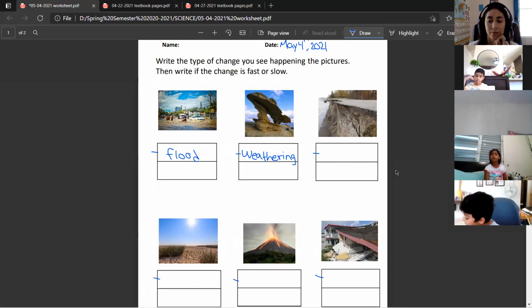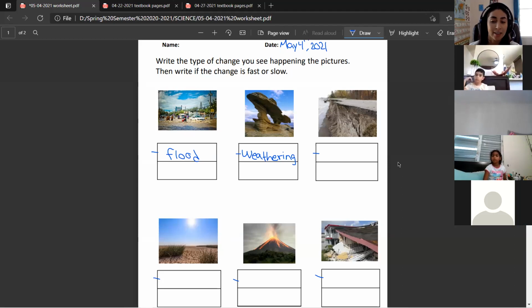The water. The water. I don't know how to say it. Erosion. There you go. Say that, erosion. Yeah, that's what's happening. That's the third picture. That's what's happening here in the third picture, erosion.